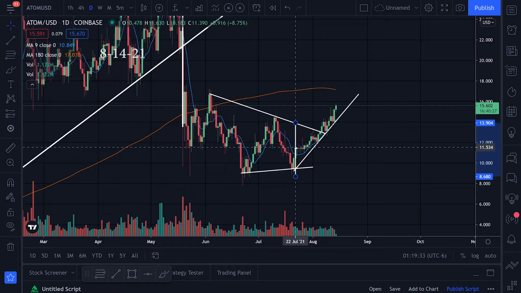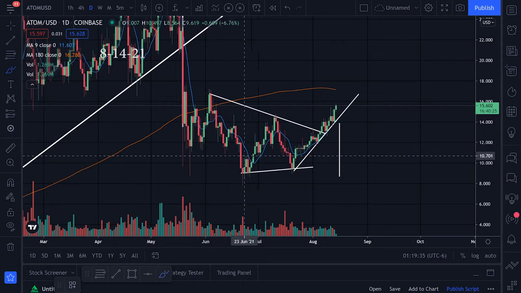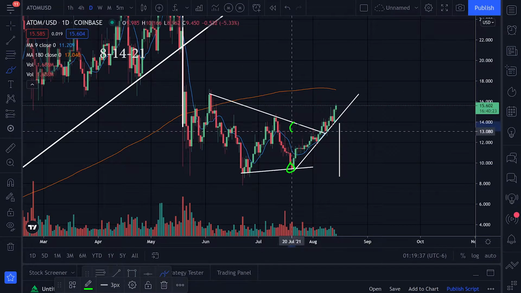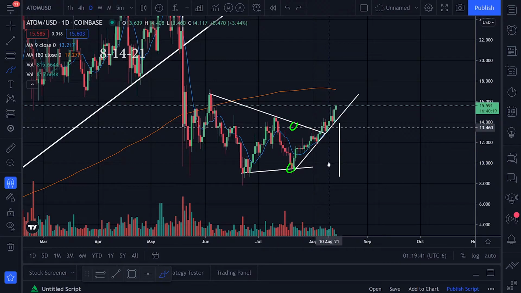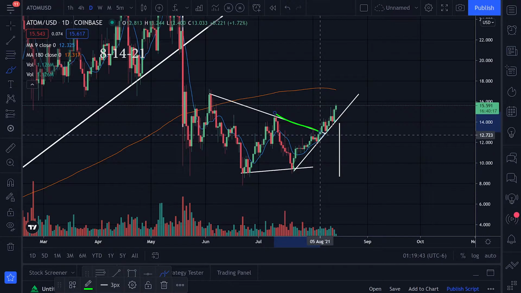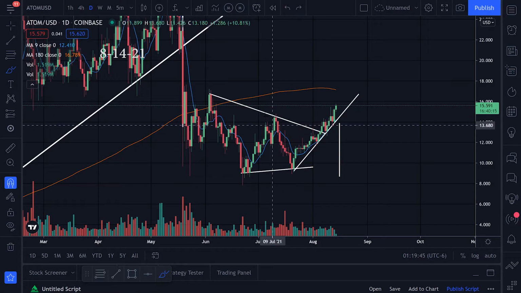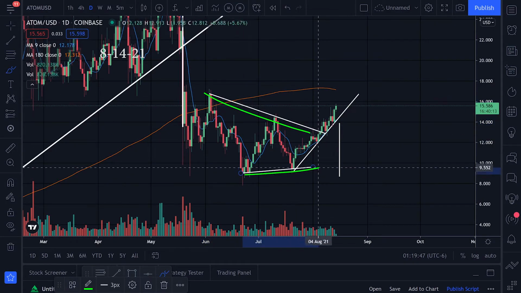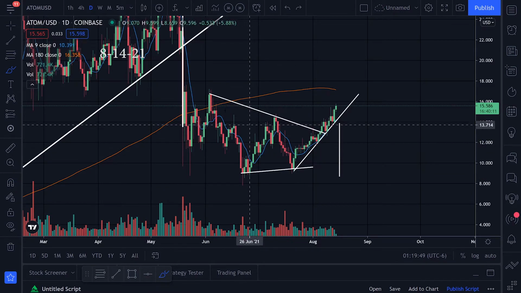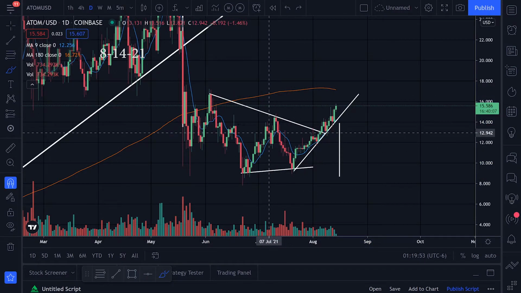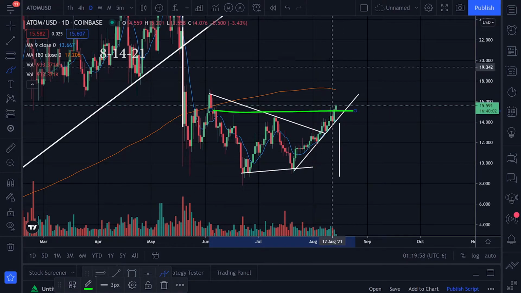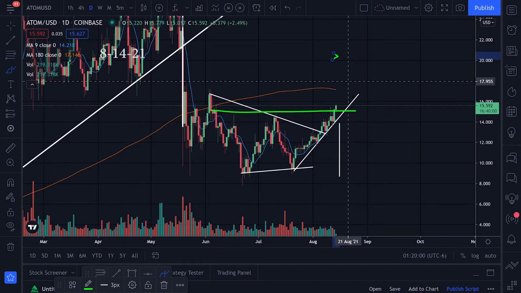The way I was originally targeting was from the top and the bottom of this area right here, this smaller triangle. So I guess the first target would be this small triangle, and then the next one would be this bigger triangle, and then maybe even a W pattern, something more like this, and that one brings us up to around 20 something.